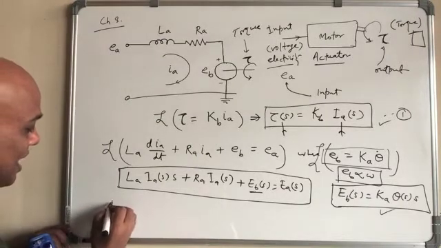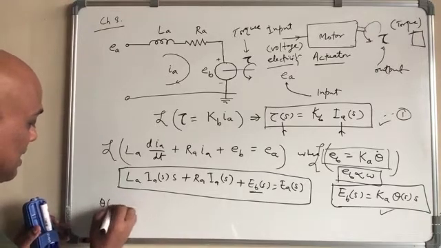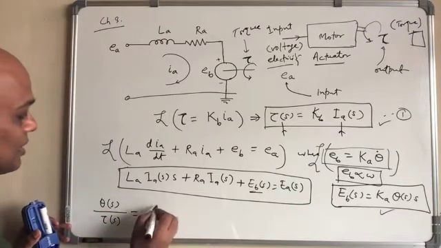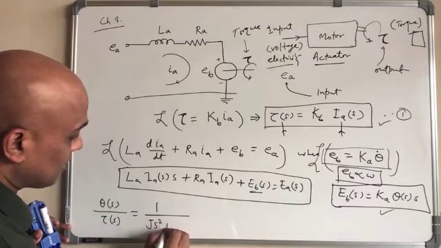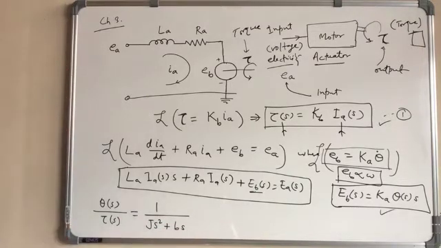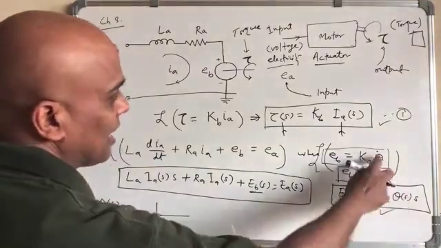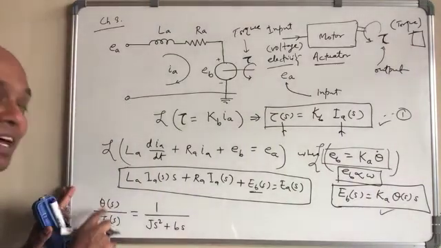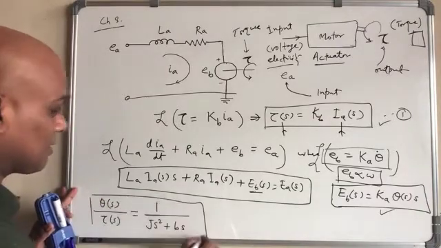So we already know that the output, that means theta S over tau S, output over input, is already 1 over JS square plus BS. Yeah, so we have this form already. Since we have the theta dot term here, we also have to take theta as the output, and hence theta S over tau S is there. So this we have to take.